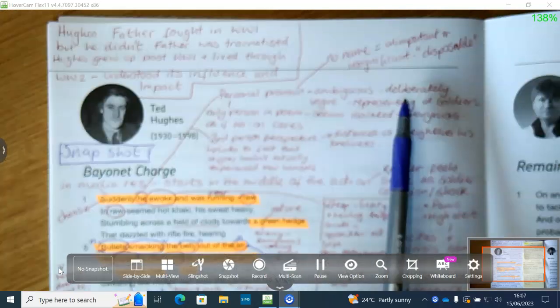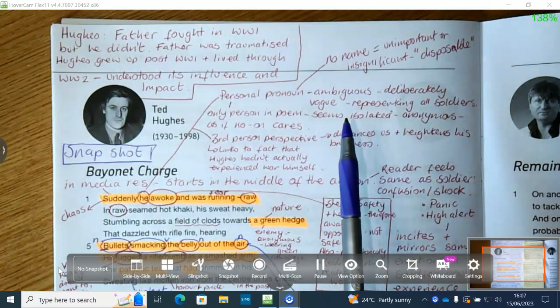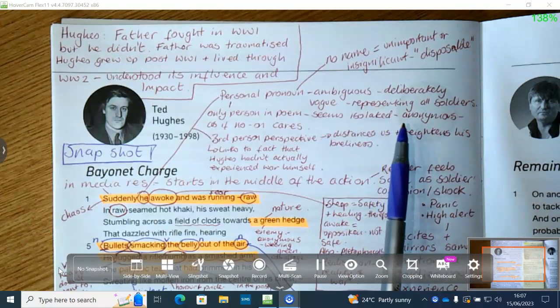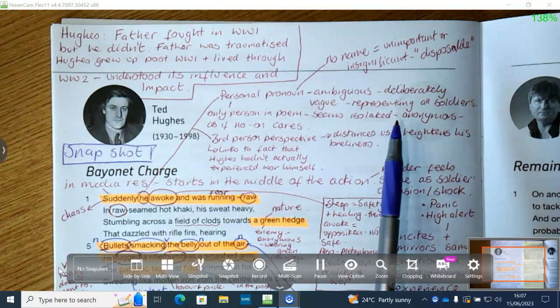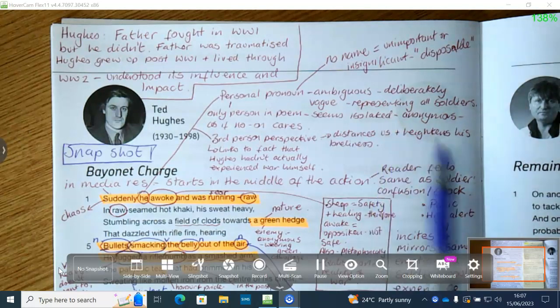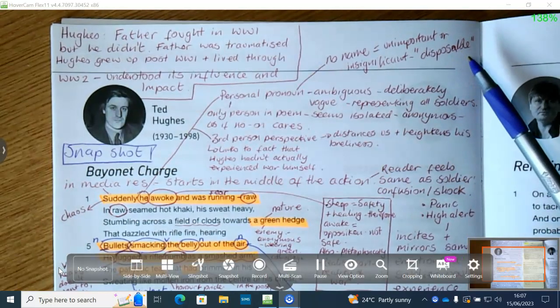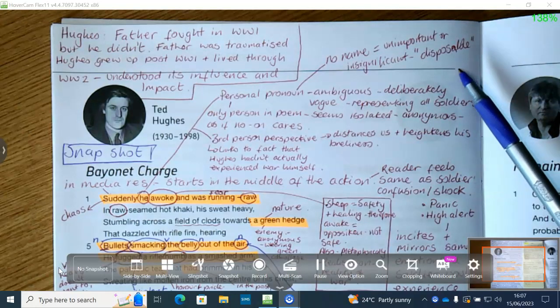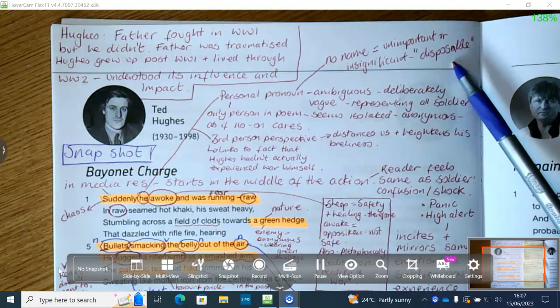And Hughes has done this deliberately to create this kind of sense of it being vague. The soldier in this poem could represent all soldiers. It could be about any war, though technically it was based on World War I. The fact that he's got no name makes the soldier seem unimportant or insignificant, as if he's disposable, and we'll pick this theme up later on in the poem, where we get the idea that the government don't care about the soldiers that they're sending to fight on the front line.